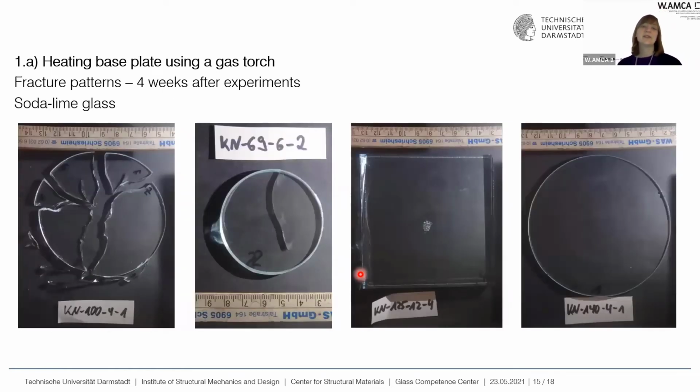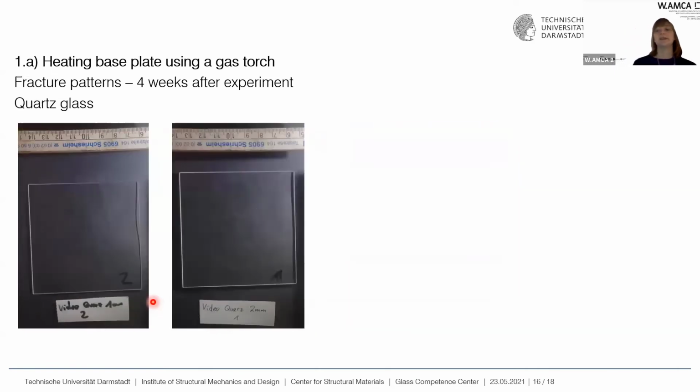With soda lime glass, we also had different fracture patterns. We had glasses that didn't show any cracks. We had glasses that showed super small cracks on the top surface where the gas torch has been. We had specimens that had a crack but didn't fall apart. And we had specimens that just fell into lots of pieces. The quartz glass didn't show any cracks. They are just very good at taking all the heat, and they don't mind the heat.